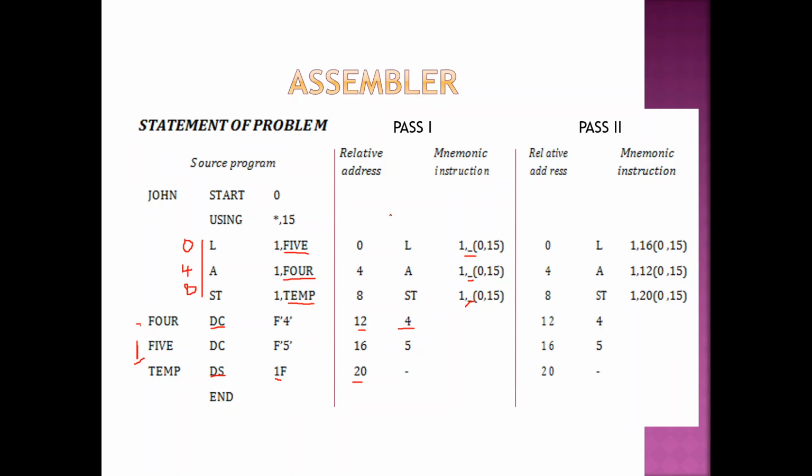First see, load 1 comma 5. So what is the address of 5? Address of 5 is 16. So I will say load 1 comma 16 of 0 comma 5. Yes, so I have all the components with me. So what are the things I need? I need the base register. I know what the base register is now: 15 is the base register.